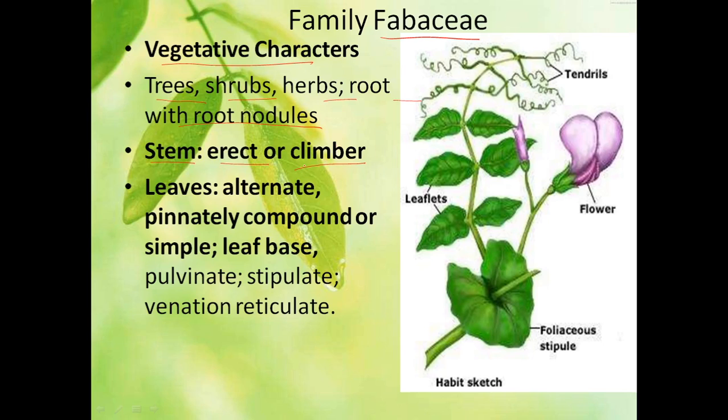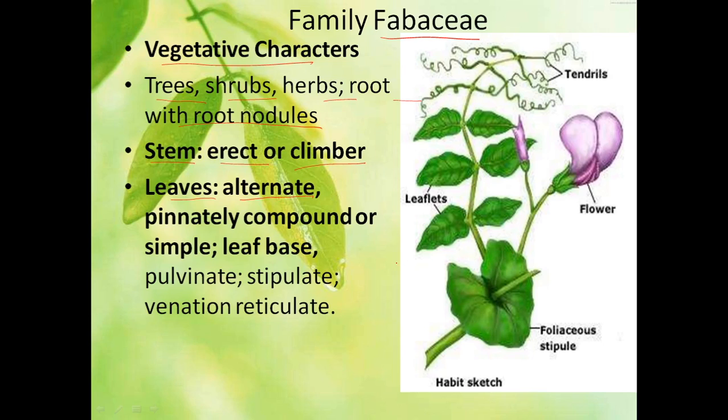Climbers are those which require a support for their growth. They roll around a stake or a support over which they can stand. The best examples are grape vines and cucumber, which require climbing. All these climbers have very weak stems, not hard enough to stand erect. Erect means standing at a 90-degree angle compared with the surface of the earth. The leaves in the Fabaceae family are alternate.